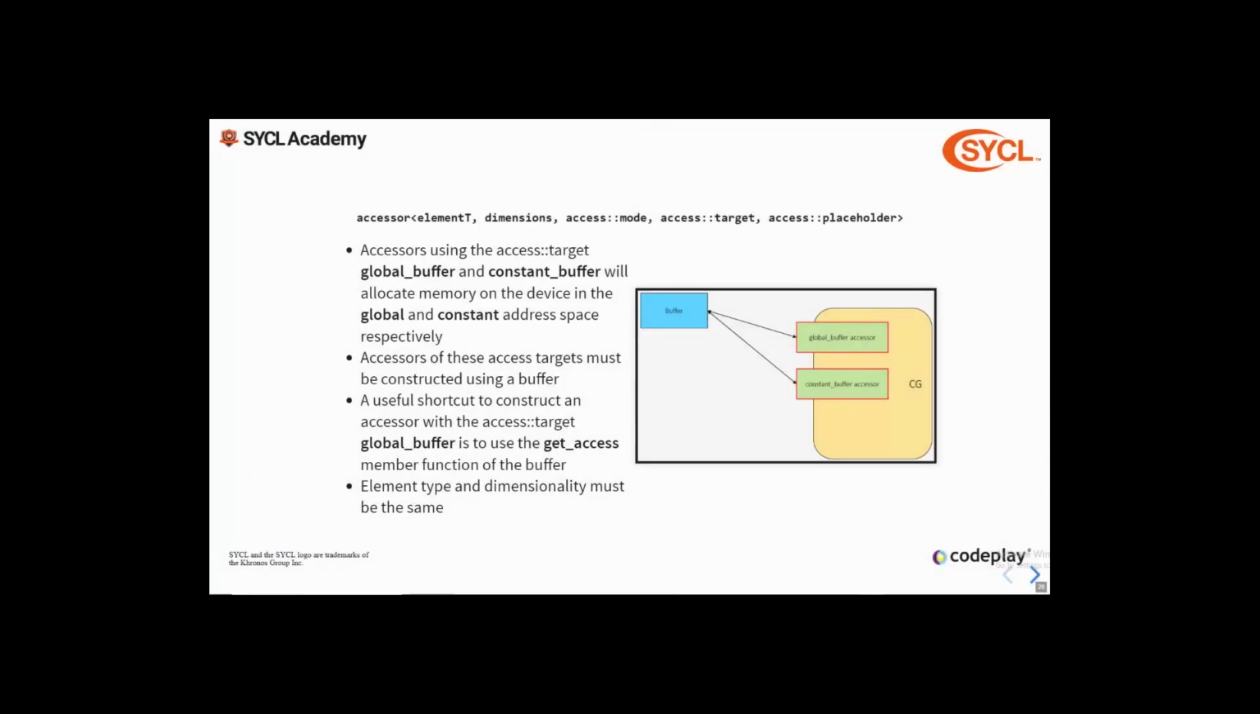Let's look a bit closer at the access targets. Accessors with the access targets global buffer or constant buffer will allocate memory and copy to the global and constant memory spaces respectively. Accessors with these access targets must be constructed from a buffer. A useful shortcut for constructing a global or constant buffer accessor is provided by the get_access member function of the buffer class. The element type and dimensionality must always be the same as the buffer.